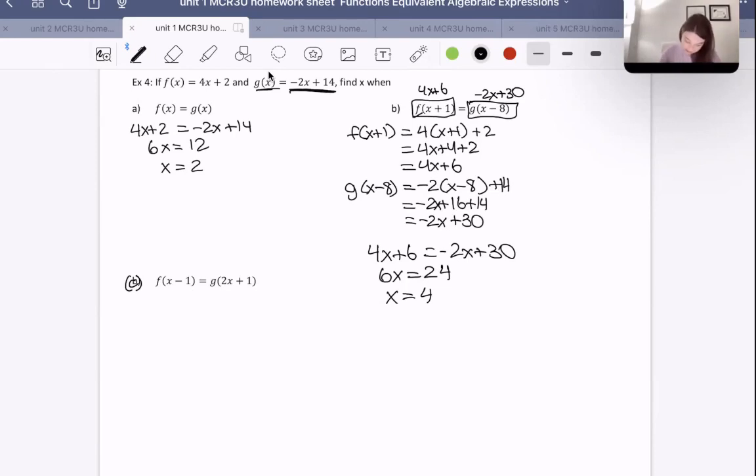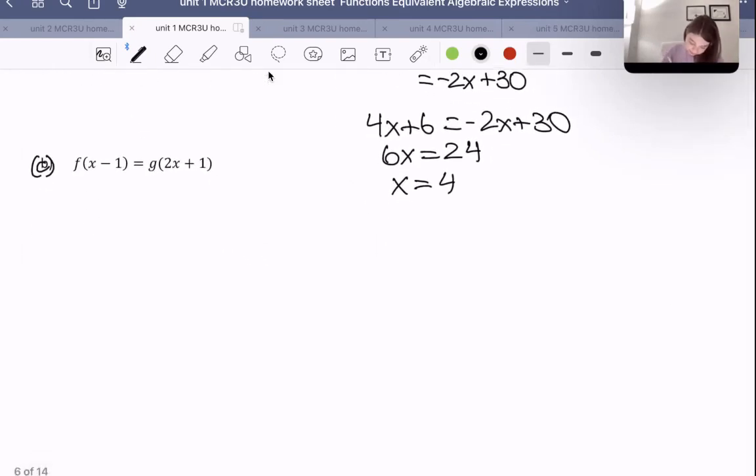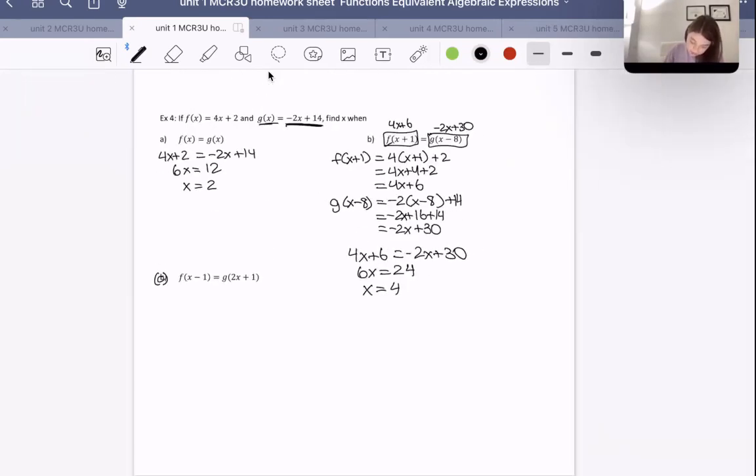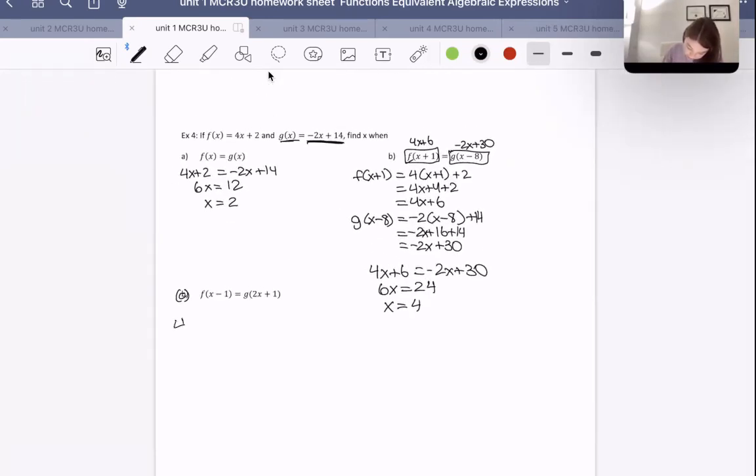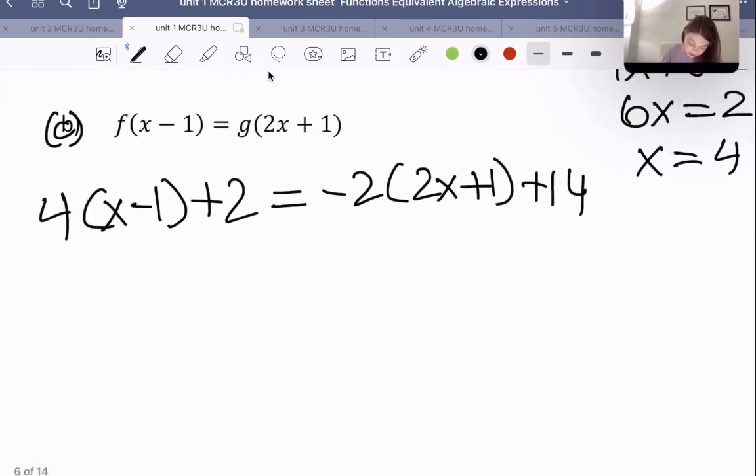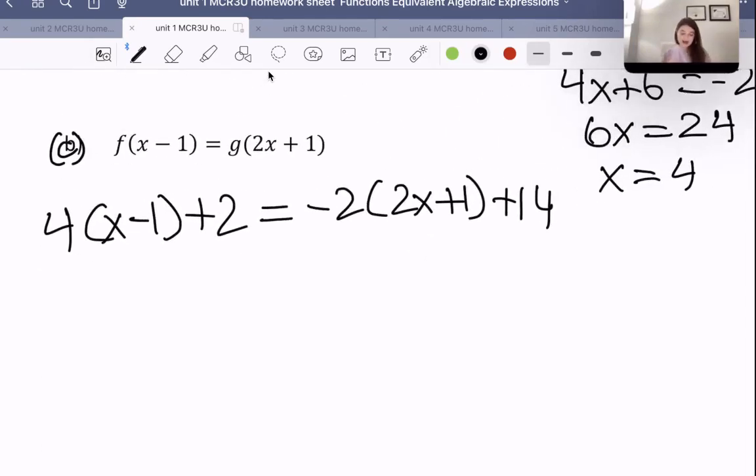Okay, so let's do it. So f of x minus 1, well, what's that equal to? That's equal to 4 times x minus 1 plus 2. And then 2x plus 1, so negative 2 times 2x plus 1 plus 14, right? So notice how in our original equations, whenever there was an x for the f of x, I replaced it with x plus 1, and for the second one, I replaced it with 2x plus 1. And now all I need to do, now that I've put it in this form, is just solve.